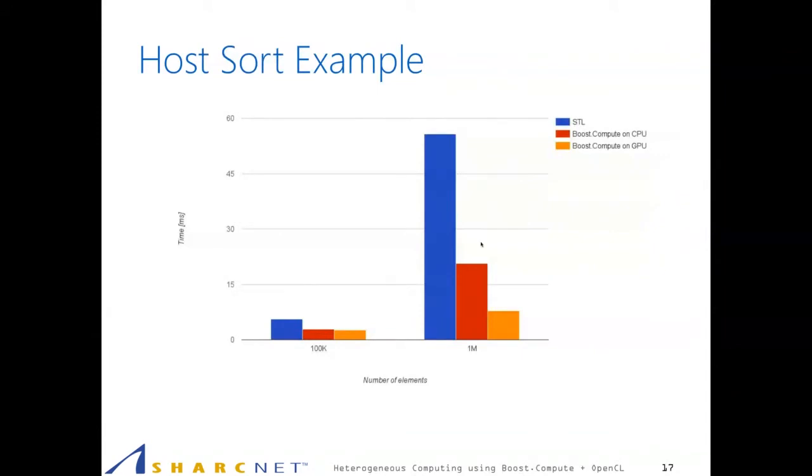So a typical benchmark using the host sort example, that we are going to run on the Sharcnet platform later. As you can see here, for the smallest size of vectors, which is, for example, 100,000 elements, STL is actually faster. But when it reaches vector sizes of 1 million, then Boost.Compute shows its muscles. For example, the red one is the result on CPU, and the orange one is on GPU.